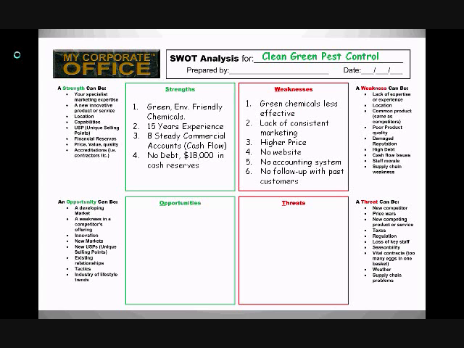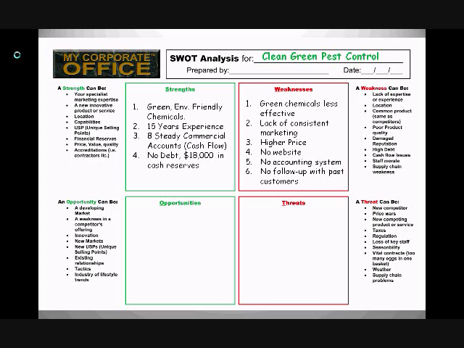Next, we'll review our company's weaknesses. We know that green chemicals are less effective. We know that we either have to be more thorough in our coverage or possibly that we will have more no-charge return calls than traditional pesticide companies. We may want to emphasize our willingness to do those return calls in our marketing to help avoid bad experiences which could hurt our reputation. It's interesting to note that in this company's case, the green chemicals can be both a strength and a weakness.